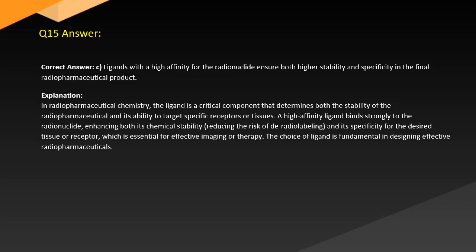Answer. Correct answer: C. Ligands with a high affinity for the radionuclide ensure both higher stability and specificity in the final radiopharmaceutical product. Explanation: in radiopharmaceutical chemistry, the ligand is a critical component that determines both the stability of the radiopharmaceutical and its ability to target specific receptors or tissues. A high-affinity ligand binds strongly to the radionuclide, enhancing both its chemical stability, reducing the risk of radiolabeling loss, and its specificity for the desired tissue or receptor, which is essential for effective imaging or therapy. The choice of ligand is fundamental in designing effective radiopharmaceuticals.